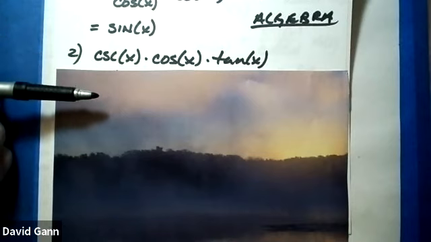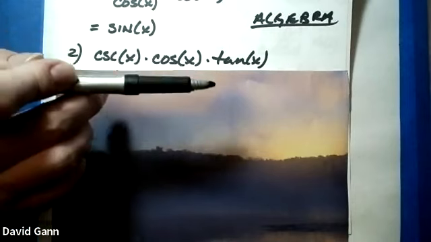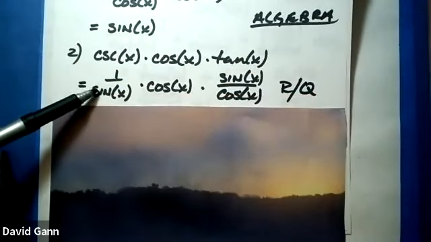So cosecant will become 1 over sine, tangent will become sine over cosine, and this is exactly what I've done here. I've got 1 over sine, cosine, sine over cosine. And notice I've put the justification RQ.